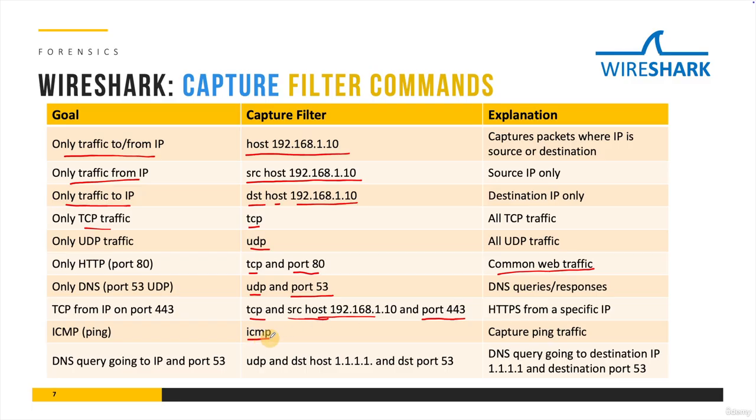Similarly, just ping traffic, ICMP, and then obviously you can combine as always, UDP traffic and destination host this one and destination port this one. So this would be, for example, a DNS query going to destination IP address 1.1.1.1 and destination port 53. So exactly what we did previously for tcpdump. So that's something nice to have. It's the same commands. Now let me go to Kali Linux and demo this.